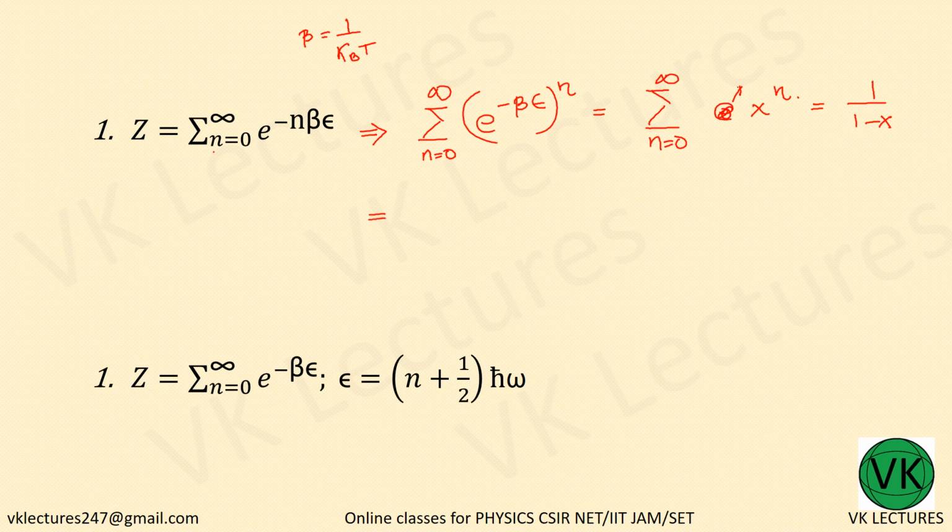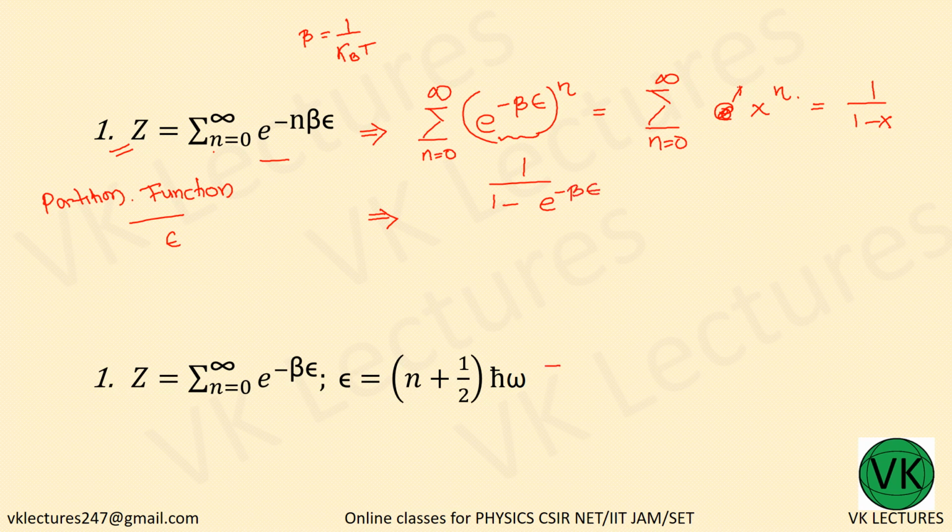Now here what will be the answer if Z is given as this? Now what is this Z? Z is nothing but the partition function. Partition function is defined for a group of particles in an energy E. So here it will be 1 divided by (1 minus x). What is the x? This x is e to the power minus beta e.